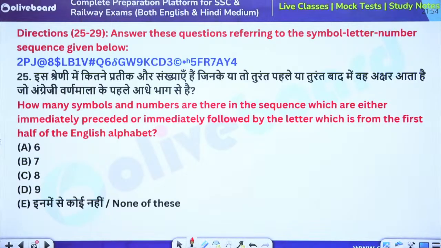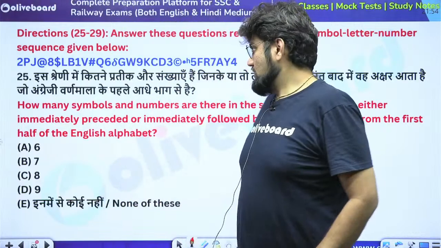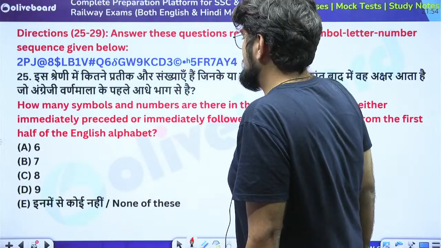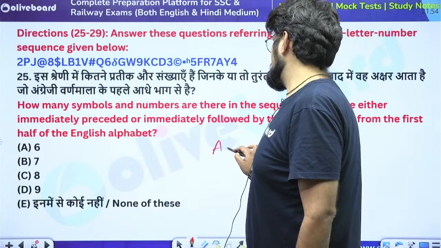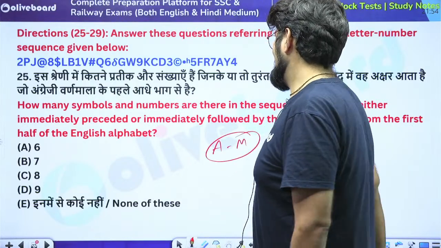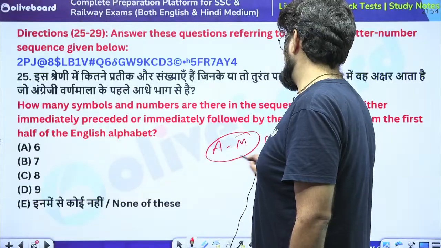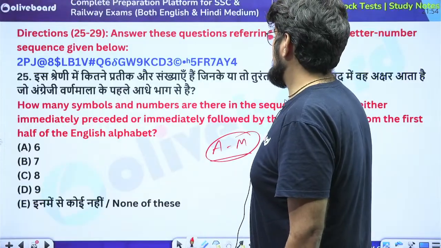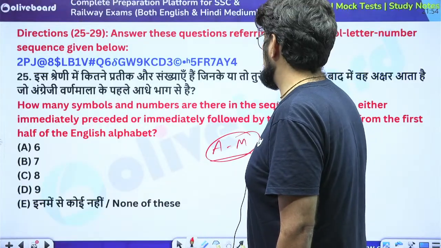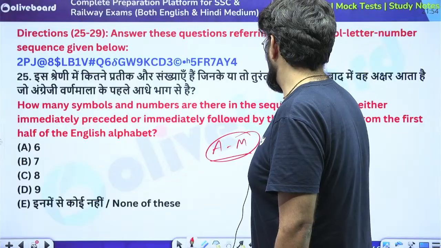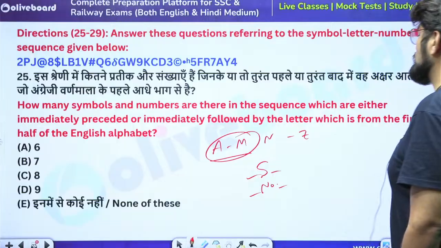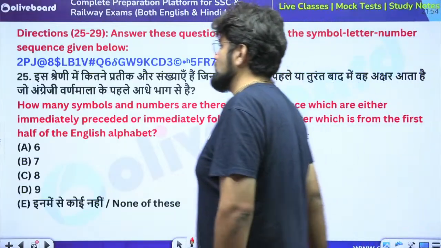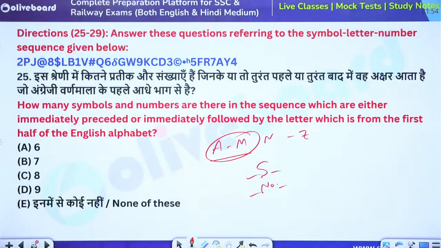How many symbols and numbers are there in the sequence which are either immediately preceded or immediately followed by the letter which is from the first half of the English alphabet? Okay, so from the first half means it has to be between A and M. The second half is from N to Z. So between A and M, we have to check for symbols which are either immediately preceded or followed. So symbols or numbers, both. So anything between A to M, we need to check for that. Anything between A to M, 1 to 13.